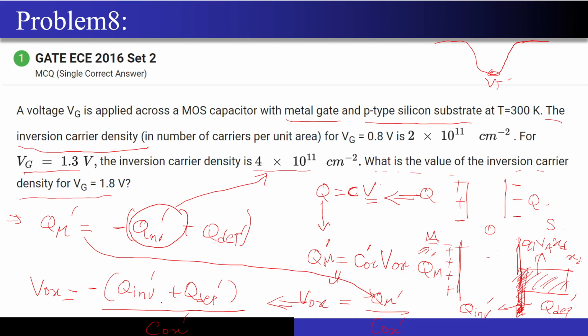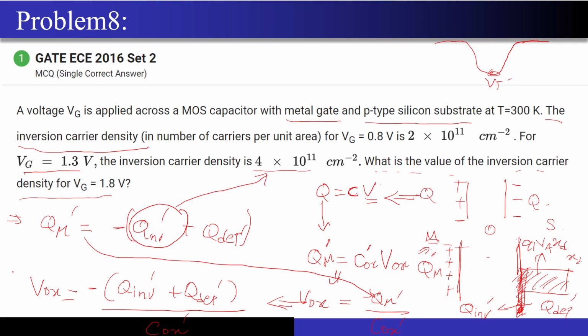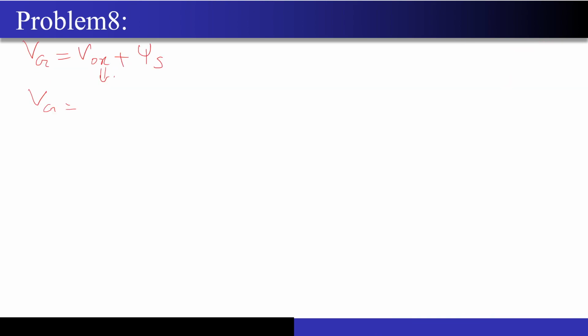So now this is the Vox, right? But we also know one thing: whatever gate voltage I apply, it has to get dropped across the oxide and the surface potential, this psi s. But I already have found the equation for Vox from the previous slide. This is the Vox that I want to substitute, so now let me use this equation in place of Vox.